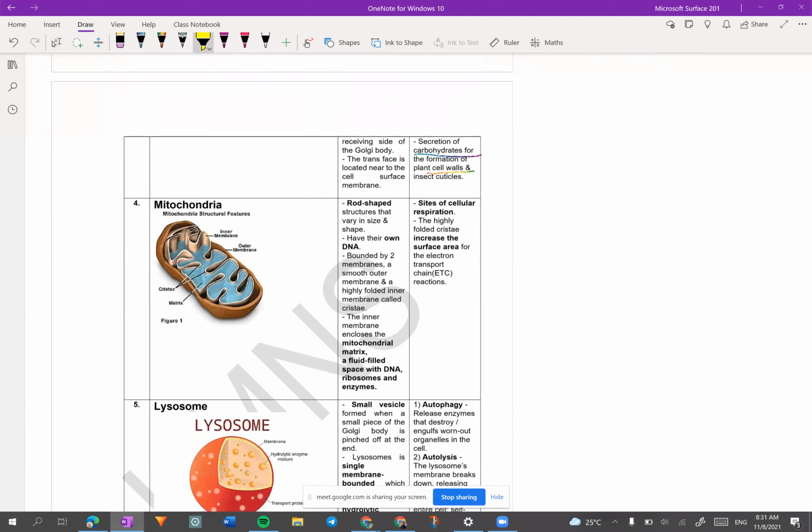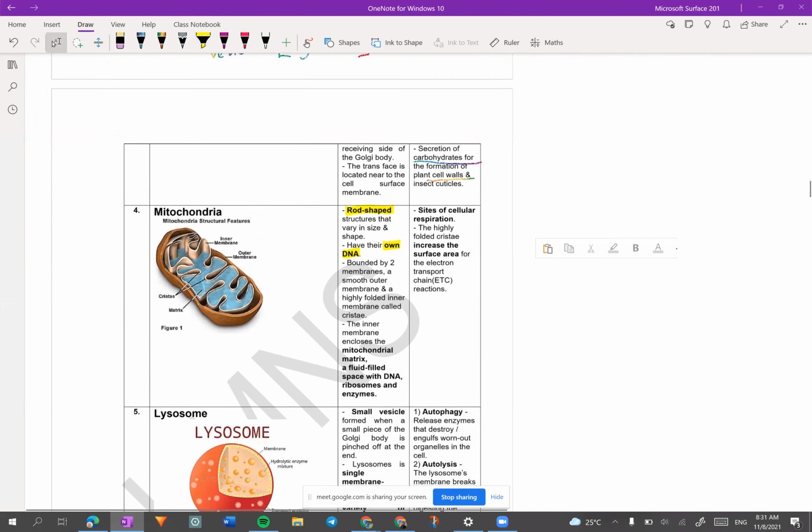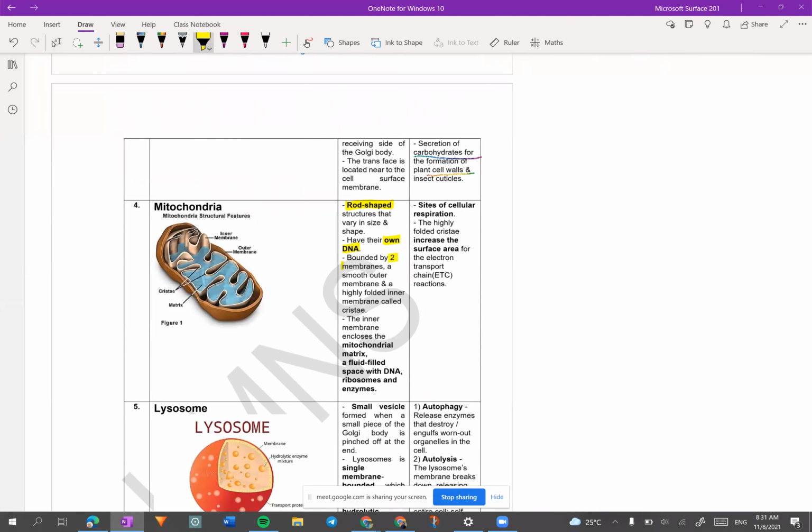So mitochondria adalah rod shape. It has its own DNA. Right? And then ada dua membrane. Again, dekat dalam bahagian dalam tu disebabkan dia folded, maka dia call as histone. And then inside the mitochondria tu, dalam histone ni, dia ada fluid and that fluid is called matrix. Okay, that fluid is called matrix.